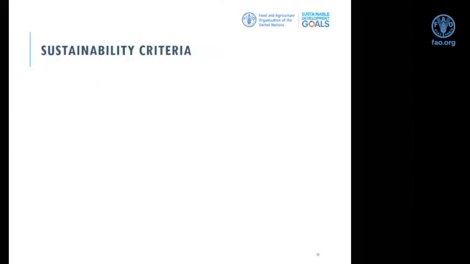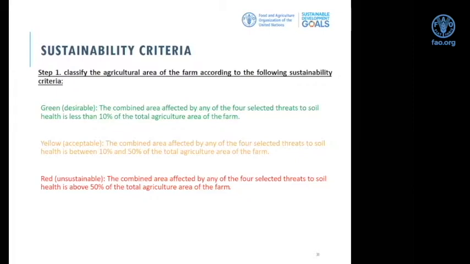So in case of sustainability criteria, we have to classify the farm and its agriculture area that it owns, manages or operates by traffic light approach: green, yellow and red. So the criteria or threshold that we have selected for this sub-indicator after discussing it with the relevant experts are: the farm will be classified as green if the combined area affected by any of these four selected threats to soil health is less than 10% of the total agriculture area of the farm.